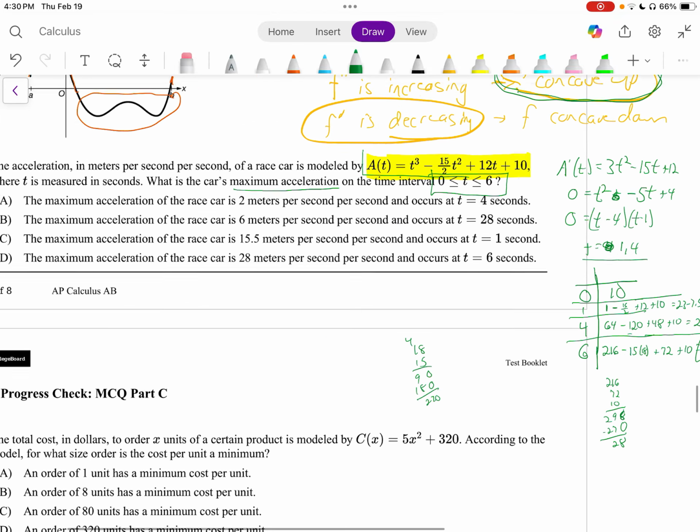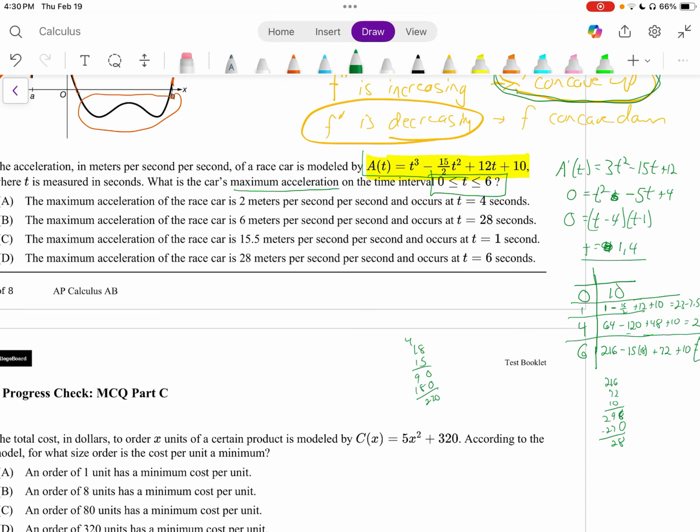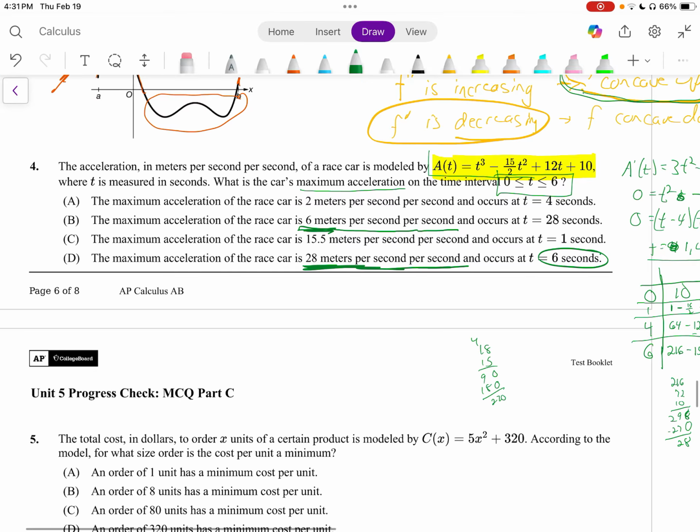So at 6 seconds, the maximum acceleration of a race car is... Nope, that is not right. That's written wrong, so be careful. So it says the acceleration is 6. That is not correct. The acceleration is 28 at 6 seconds. So our answer for that is D.